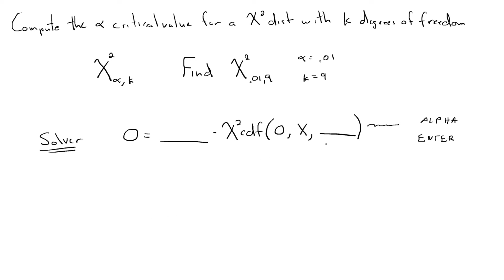So we need to know what all gets filled in here. The second thing is going to be the degrees of freedom, k, so that'll be the 9. The first one is going to be 1 minus alpha, which would be 0.99. The 0.99 is just 1 minus the alpha. And if we go through all those steps that we'll see in a second, we're going to find that 21.67 will be our answer.